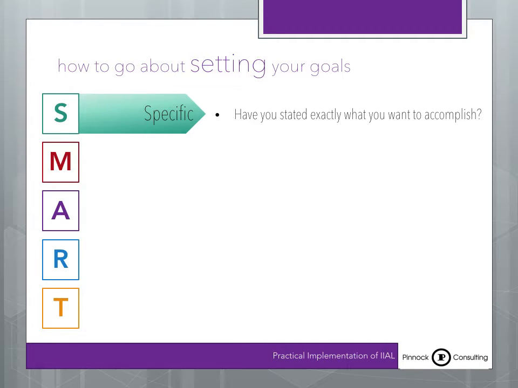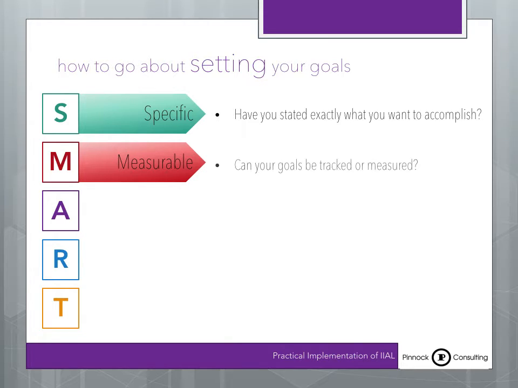State exactly what you want to accomplish, when you want to accomplish it by, who needs to be involved, where it needs to be done, why you're doing it. Really give as many specifics as possible. The next element is measurable. And here you want to make sure that you are able to track the progress of your goal.